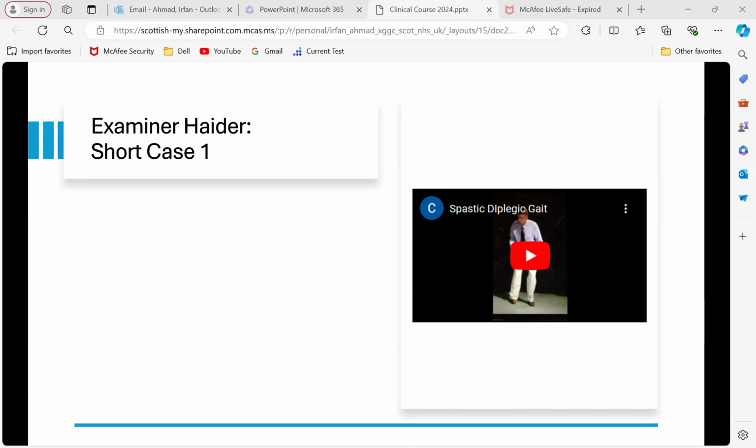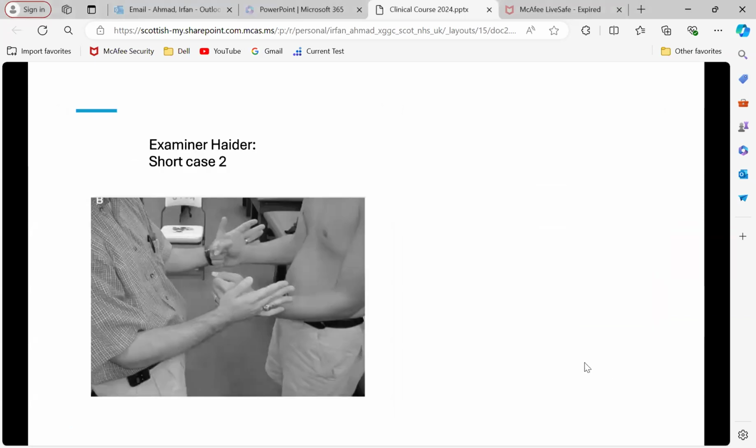Sir, these are the GMFCS stages, sir, and in stage 1, the patient is ambulatory without any support. He is a community ambulator, and in stage 2, Okay. So should we do the next one now? Yes, please.